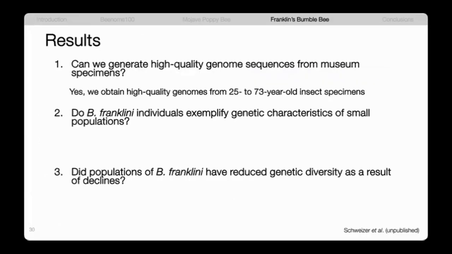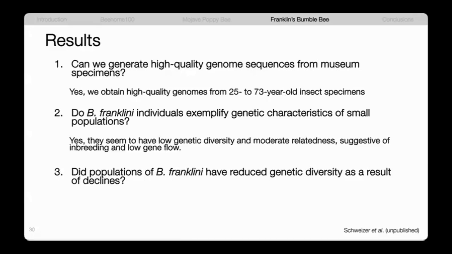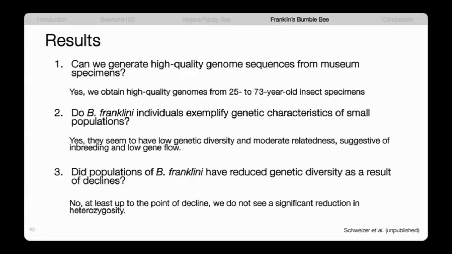So our results showed that we can obtain high-quality genomes from 25 to 73-year-old insect specimens, which I think is really cool and really opens up the field of museomics and insects for conservation genomics. We found that yes, Bombus franklini individuals seem to have low genetic diversity and moderate relatedness, which is suggestive of inbreeding and low gene flow.